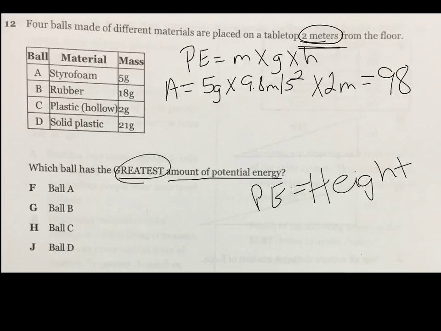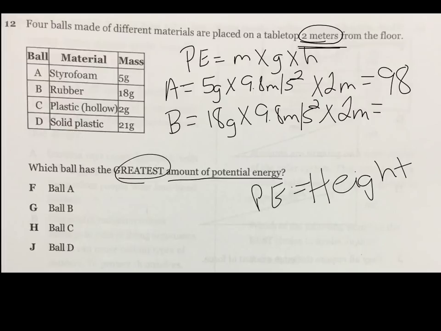Then if we take a look at ball B as an example, we have a mass of 18 grams times our gravity of 9.8 meters per second squared times our height of 2 meters. So when you multiply those numbers out, what does that give us? Great, it's 352.8. So what is the only thing changing from ball A to ball B?